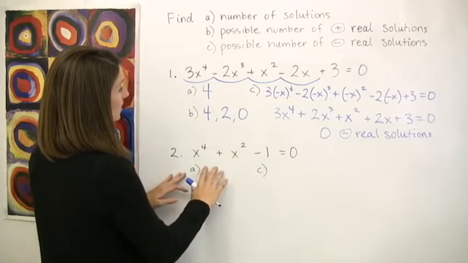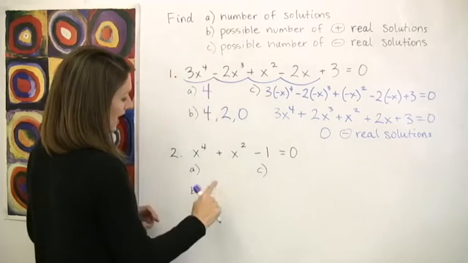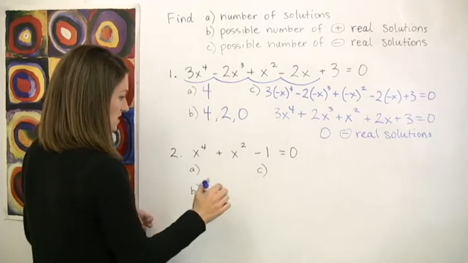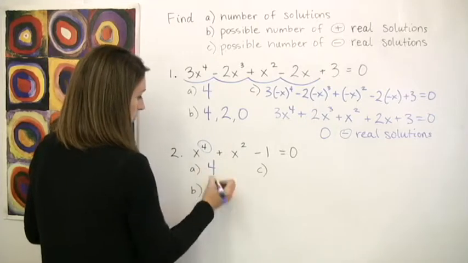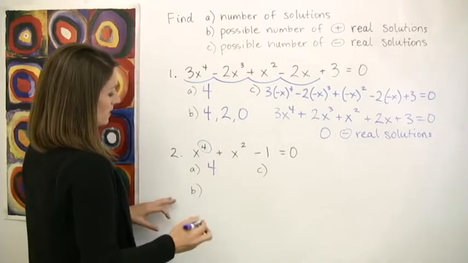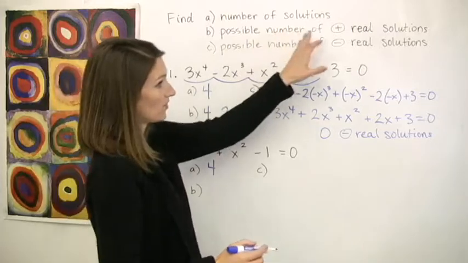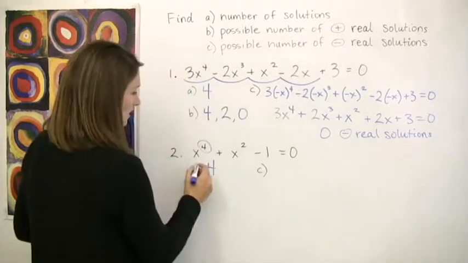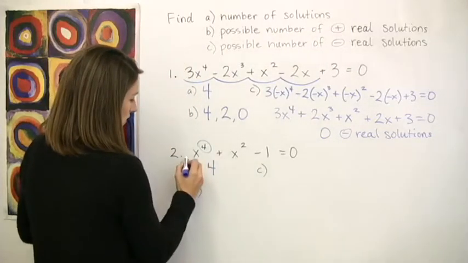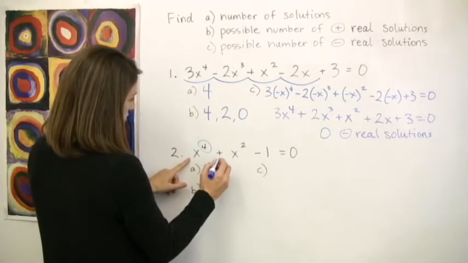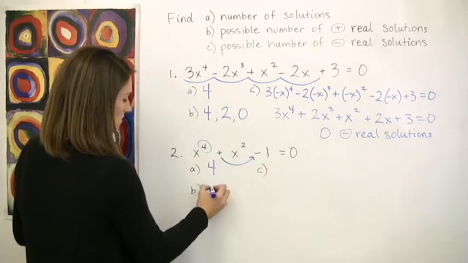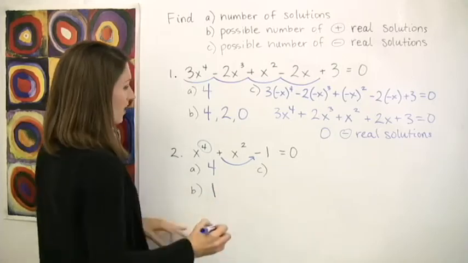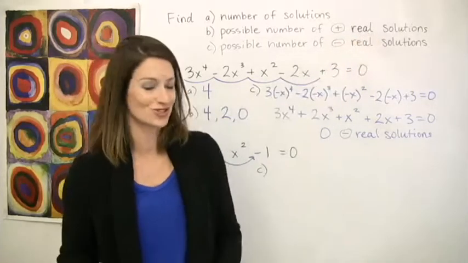But first, let's look at our total possible solutions for part A and our number of solutions theorem. We look at our degree 4. So for part A, we have 4 possible solutions here. Now part B, we find our number of positive real solutions by looking at our variations in sign. So we go positive to positive, that doesn't change, but then positive to negative here, that's 1 variation. So our answer for B is 1 possible positive real solution.